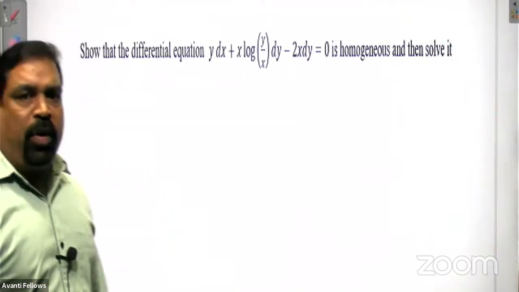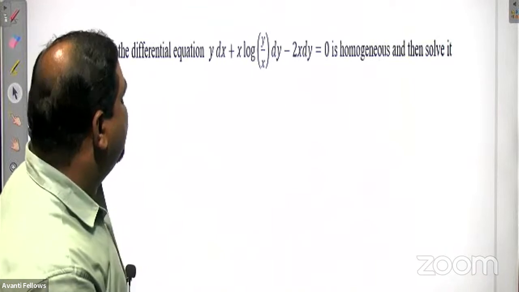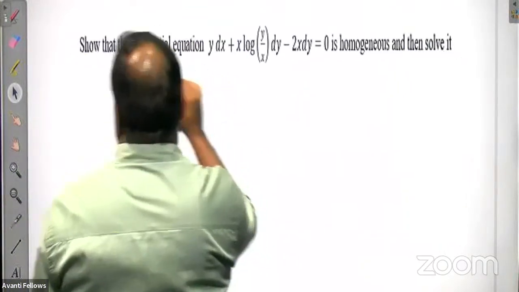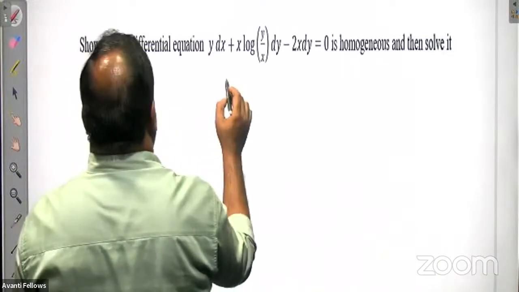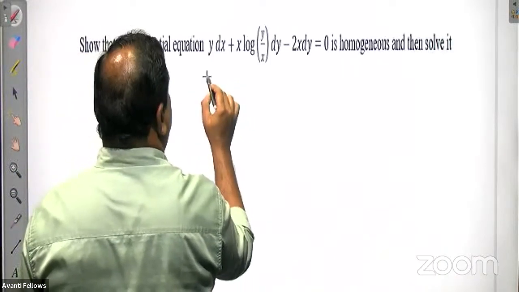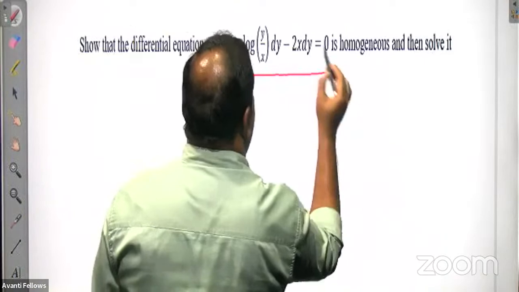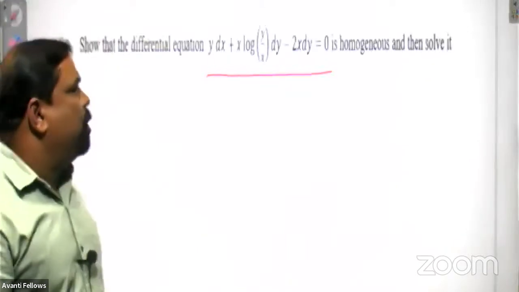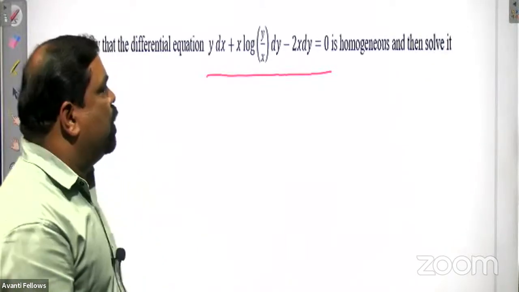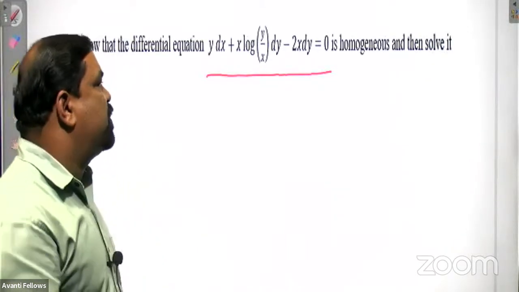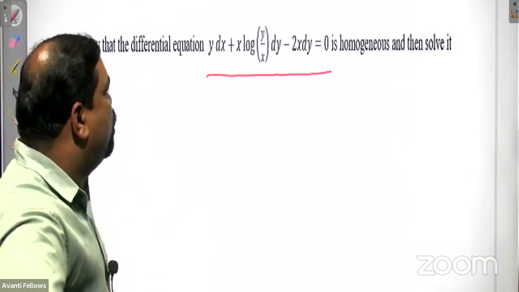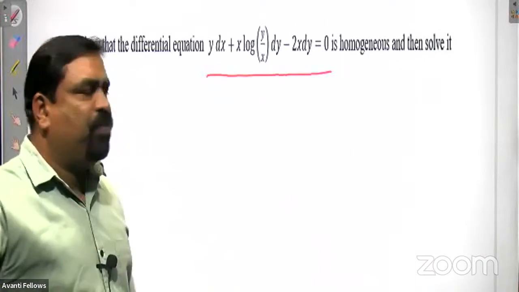Now look at this question. Show that the differential equation y dx plus x log of y by x dy minus 2x dy equal to 0 is homogeneous, and then solve it.